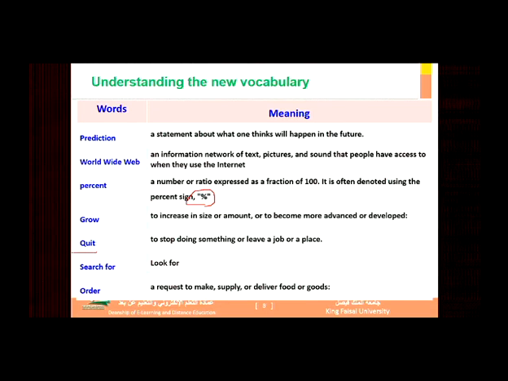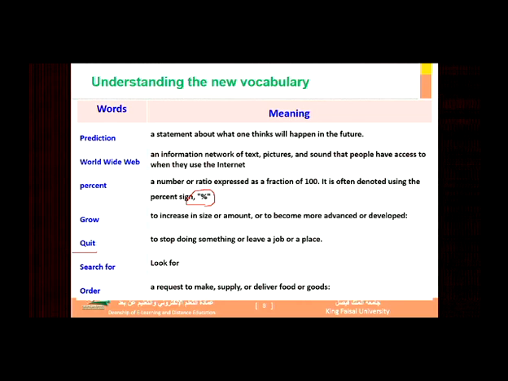When somebody quits his job or her job, it means he stopped doing his job. He stopped doing something or left a job or left his place. To search for means to look for. And again, the word order means to request or to make a request or to supply or to deliver food or goods.